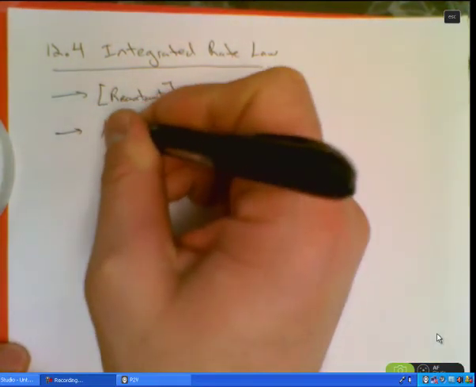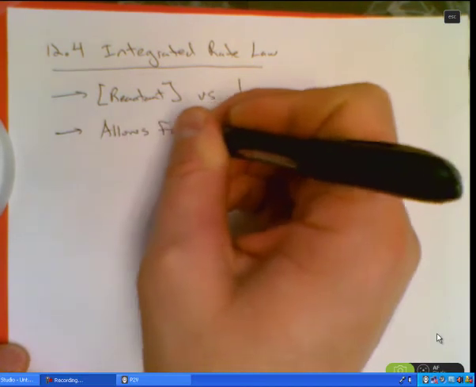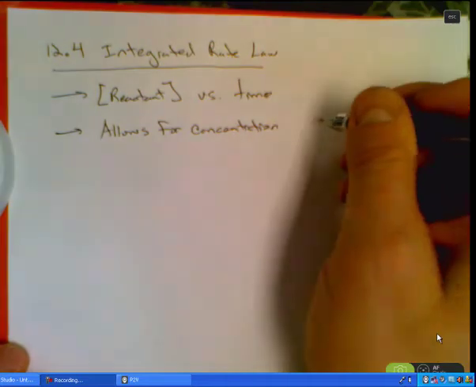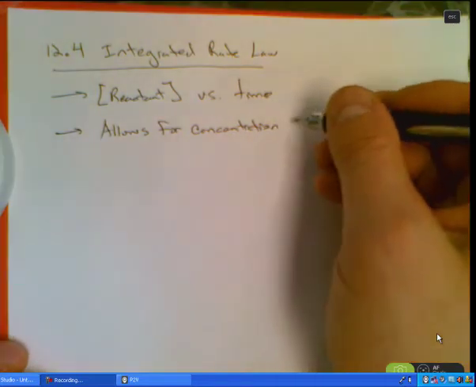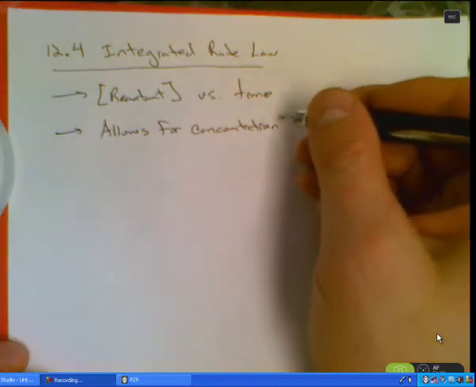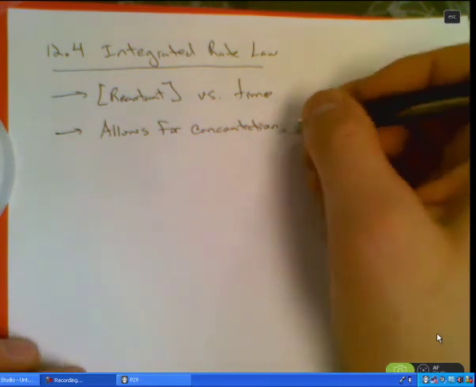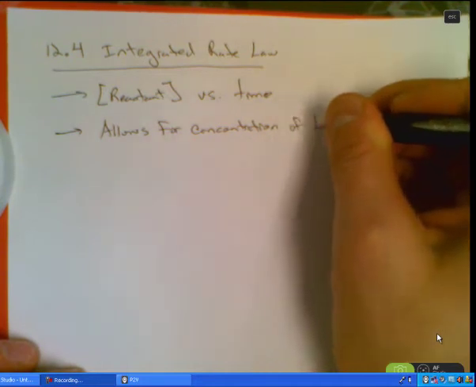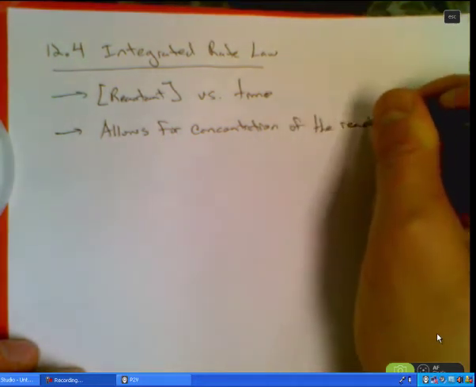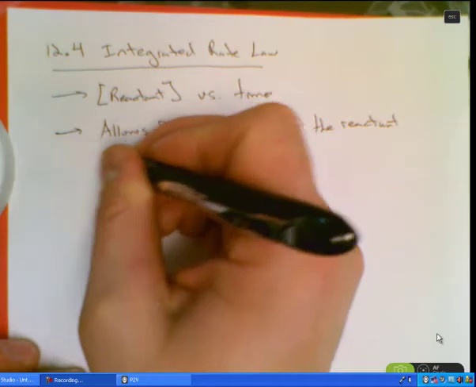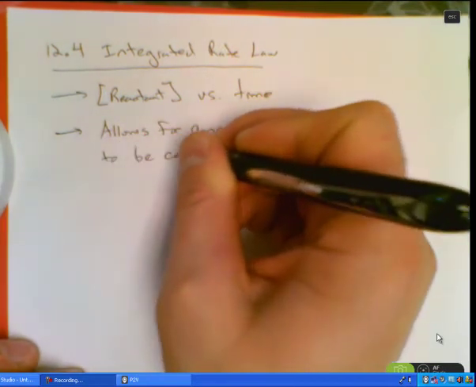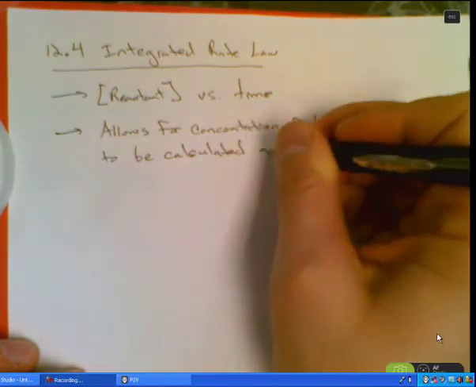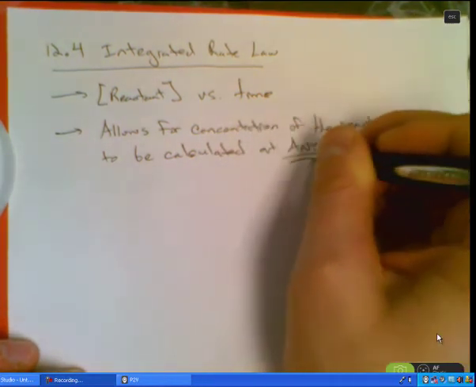And basically what this does is it allows for concentration, and remember, concentration is often measured in molarity. If it's gases, concentration is basically pressure. They're directly related. So it allows for concentration of the reactant. We're always looking at the reactant and how they're changing to be calculated. We're going to do some calculations. And basically at any time.